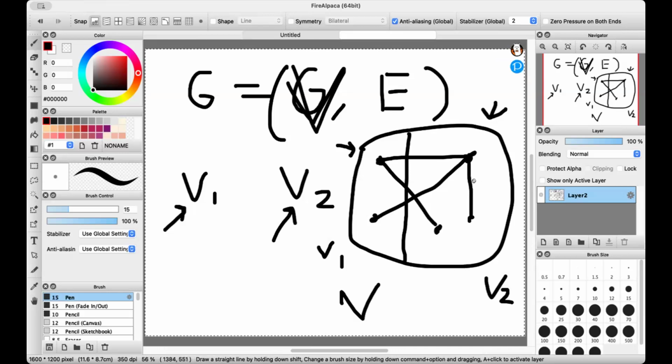Now this is not a bipartite graph because my edge is now connecting two vertices in v2, which means it's not following my rule where I split this up into two disjoint sets. Likewise, this would make it not a bipartite graph. Does that make sense? All right.